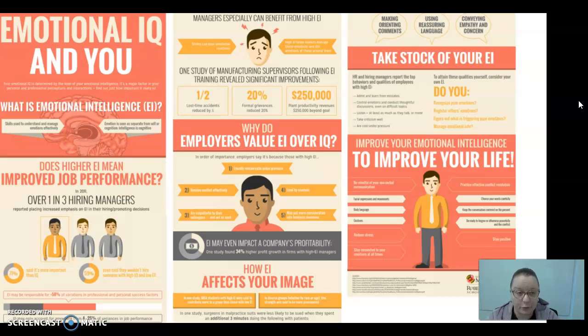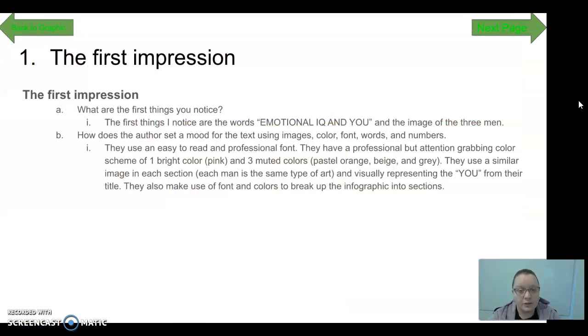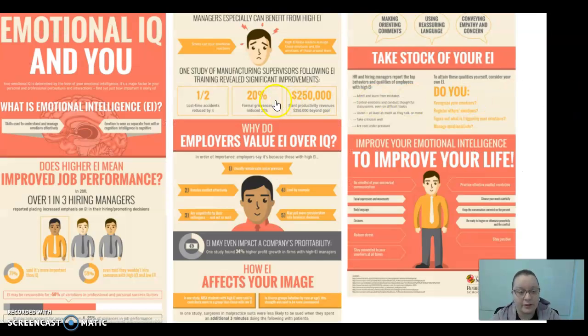So we're going to go through the 4 parts of the infographic and the questions associated with each part. So the first part of an infographic is the reader's first impression. So what are the first things you noticed about this infographic? The first things that I noticed are the words emotional IQ and you and the image of the 3 men. We're going to go back over here to see those things.